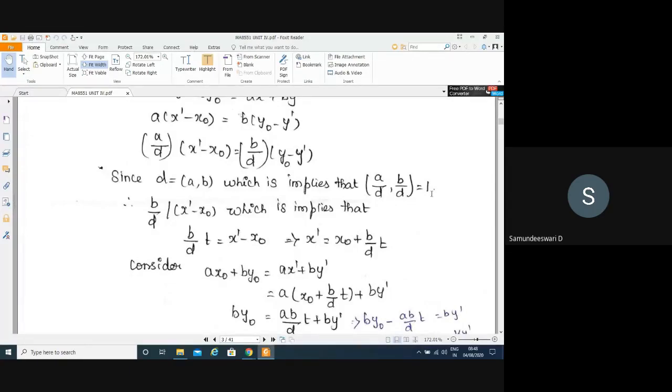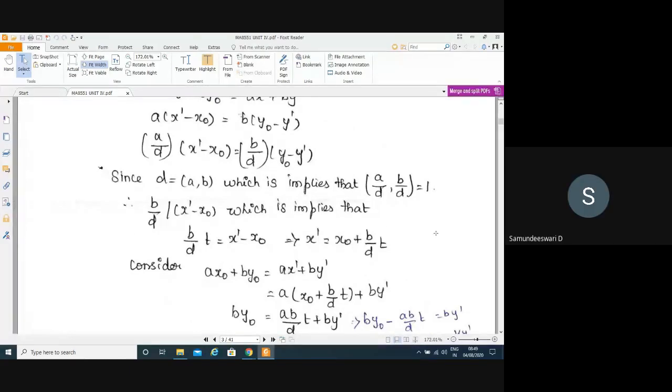So in the previous equation, (a by d)(x dash minus x naught) equal to (b by d)(y naught minus y dash), b by d divides either a by d or x dash minus x naught. But the GCD of a by d comma b by d equals 1, so b by d cannot divide a by d. So surely it divides x dash minus x naught.